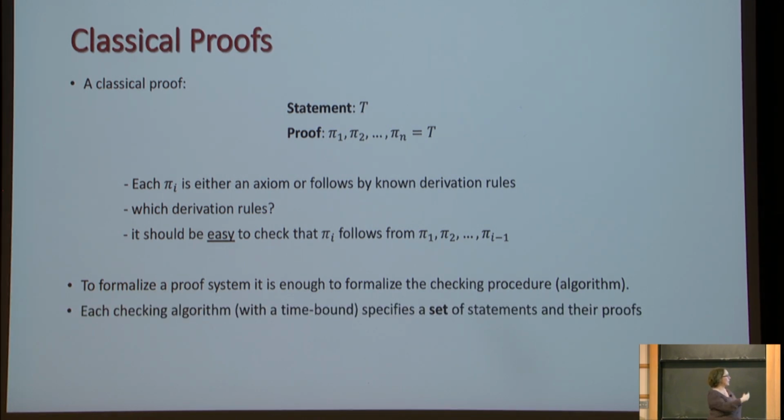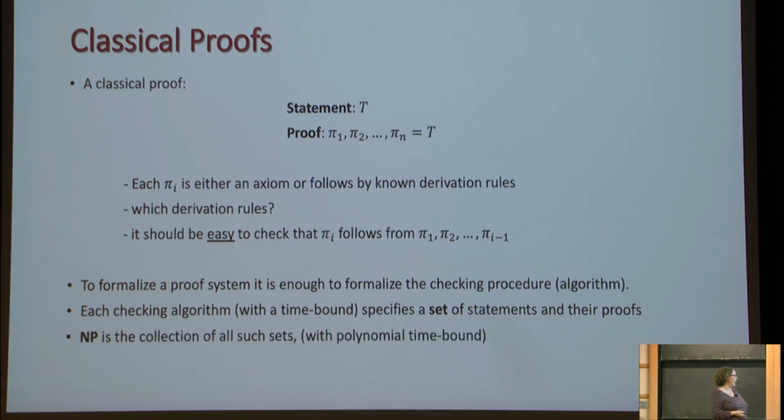And so for every algorithm that comes with a polynomial time bound, you have implicitly the set of all statements that the algorithm will accept. And these are the theorems that this algorithm checks. Okay, so every algorithm specifies a proof system. And NP, the class NP that we talk about so much, is just the collection of all such sets. So for every polynomial time algorithm, there is the set of all statements this algorithm accepts. NP is the collection of such sets.